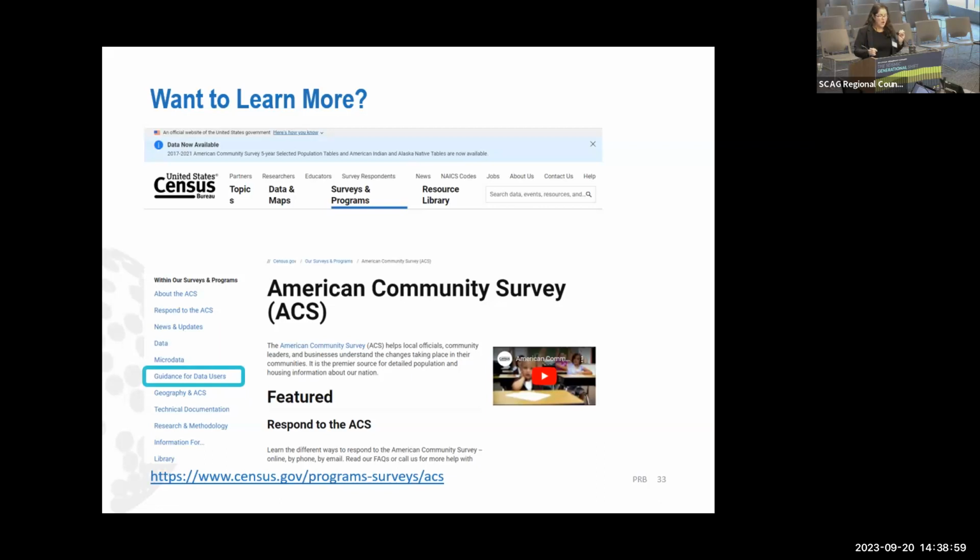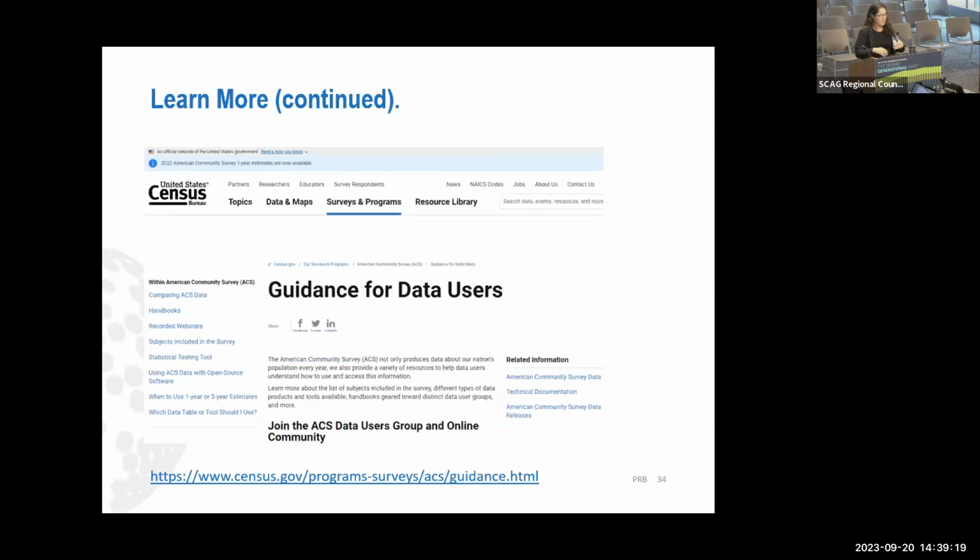I would highly recommend you go to the ACS website and the Census Bureau website under the ACS page, which is census.gov/programs-surveys/ACS. And in the left-hand nav, there is a guidance for data users that has a ton of information, technical documentation, web tutorials, handbooks, statistical testing tools, if you want to get into that level of detail.